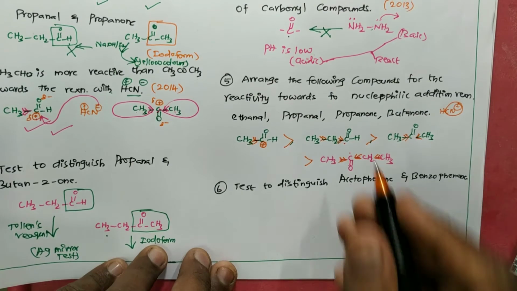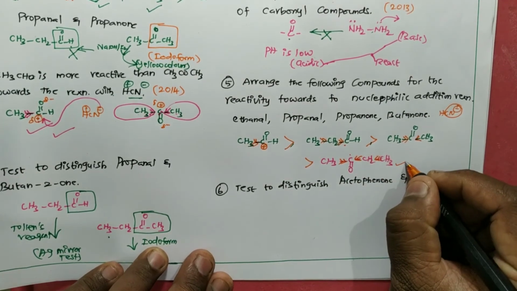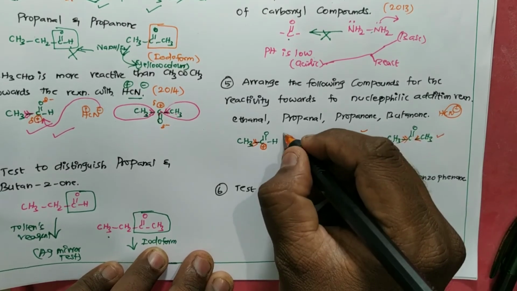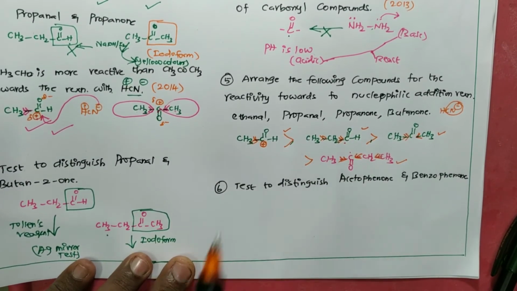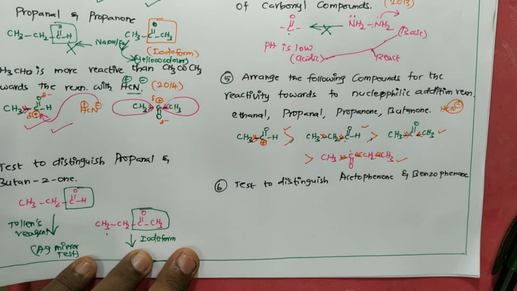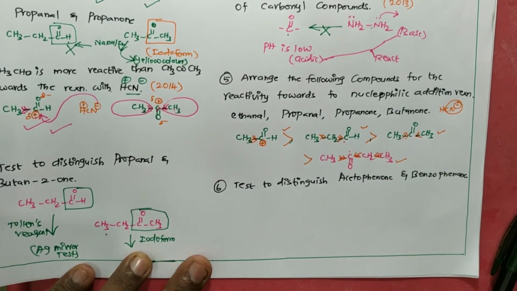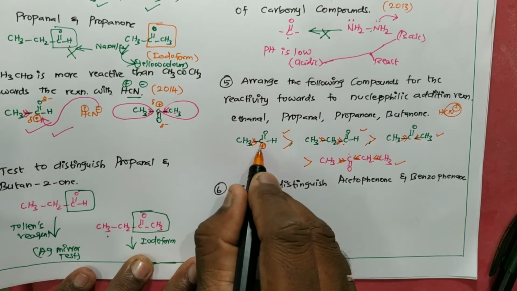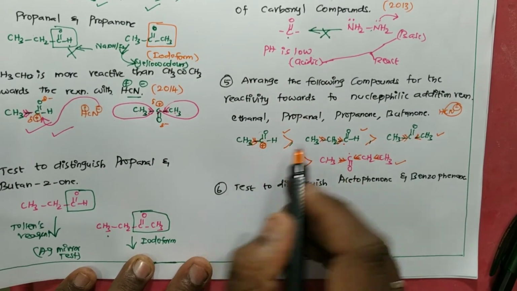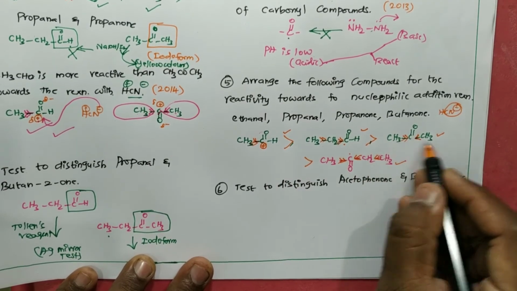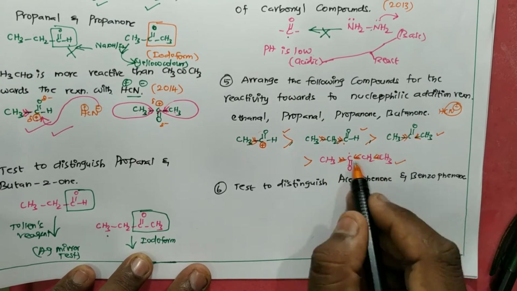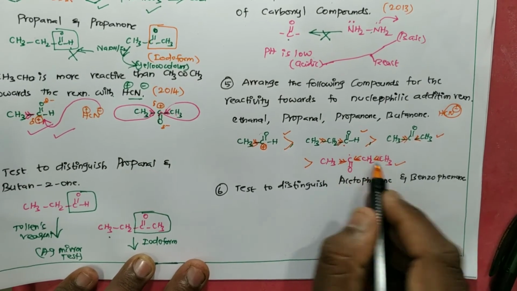Are you able to understand? So the least reactive is butanone, and the next ones are propanone, propanal, and ethanal. So ethanal is the most reactive one towards nucleophilic addition reaction. Are you able to understand? Because of fewer electron donating groups, but in the other cases more electron donating groups are there. Here one side has an electron donating group, but in ketones both sides have electron donating groups. That is why it is less reactive.